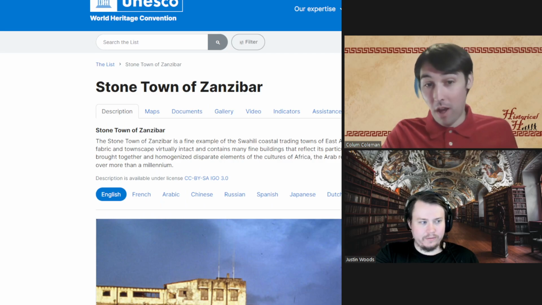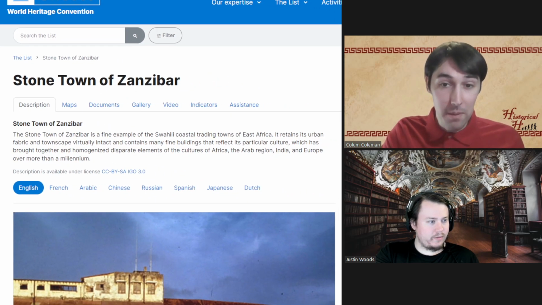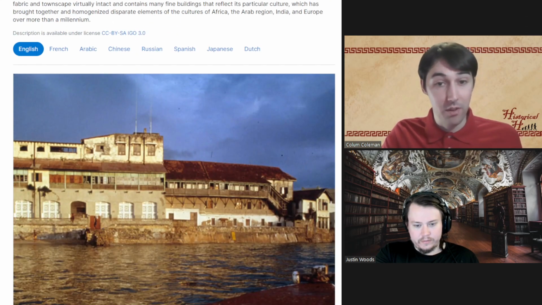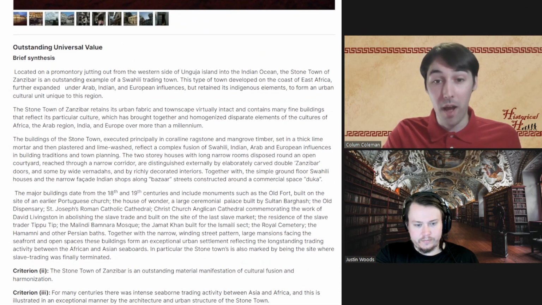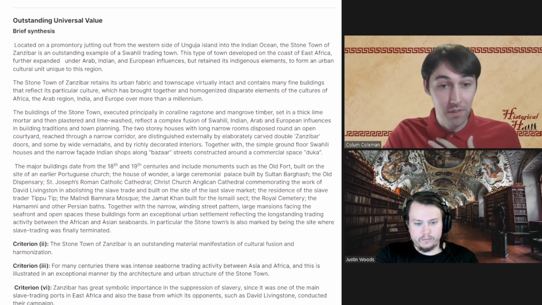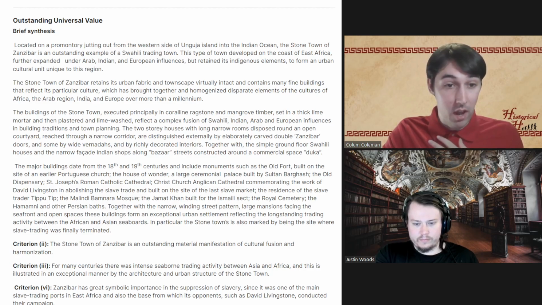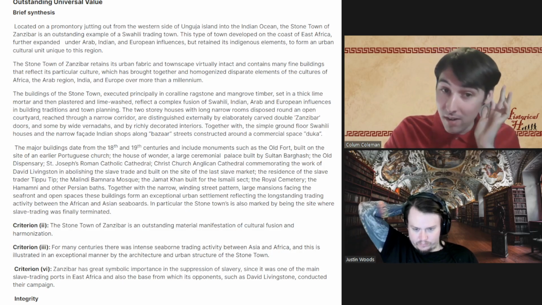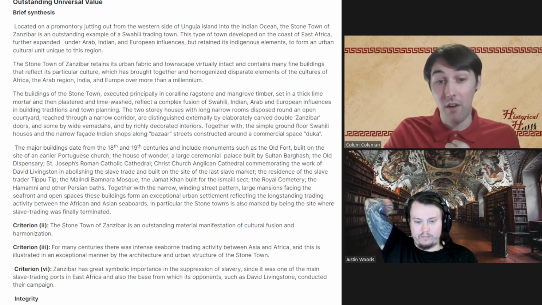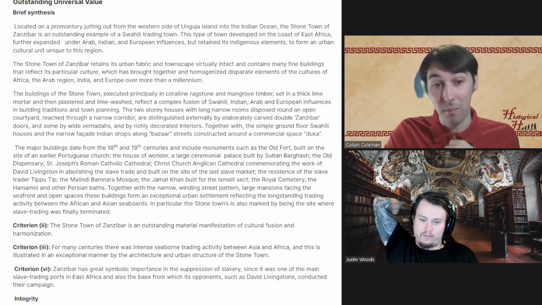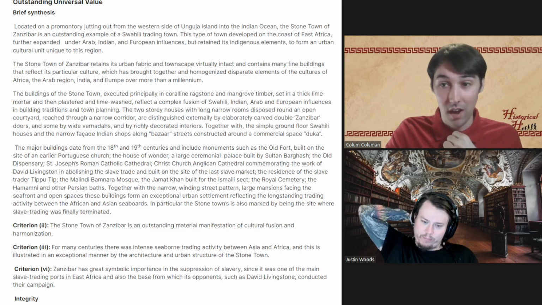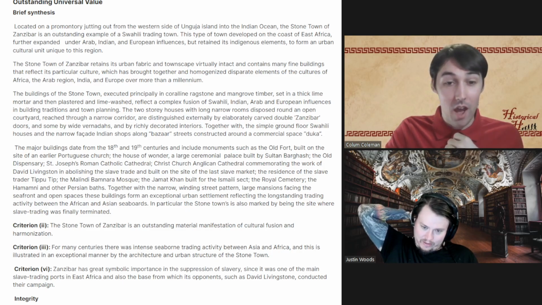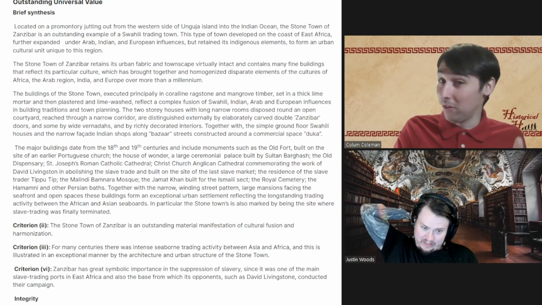There's actually a number of other key buildings listed here. There is the ceremonial palace built by Sultan Bargash. There is the Christ Church Anglican Cathedral, which commemorates David Livingstone's abolition of the slave trade. It was built over the site of the last slave market in Zanzibar. Wow, that's quite prophetic.